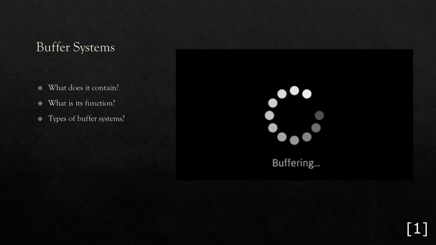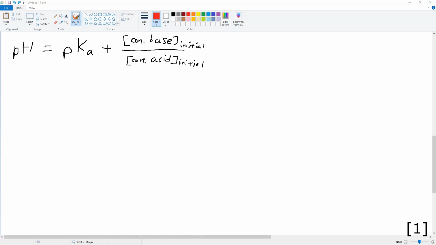There are two types of buffer systems, one being acid buffers, which maintain the pH at some value less than 7, versus base buffers, which maintain the pH at values greater than 7. And of course that intuitively makes sense, right? Less than 7 is acid, more than 7 is base.